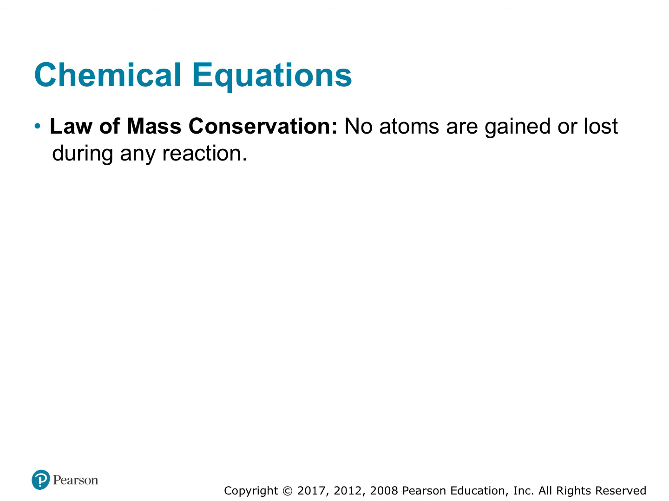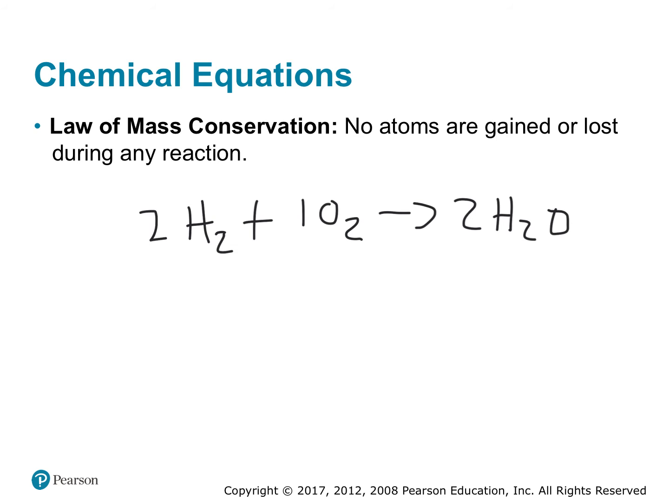So in that previous reaction, we had 2H2 plus 1O2 yields 2H2O. Now, how many atoms do we have before the reaction? Everything to the left of the arrow is before the reaction. The arrow, which we call the yield symbol, indicates that the reaction is taking place.